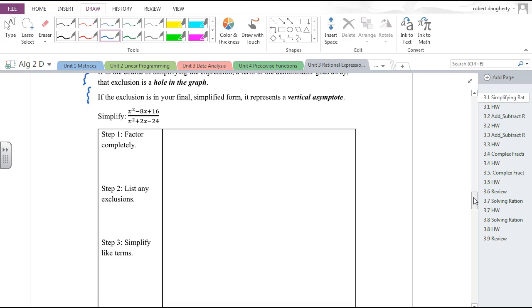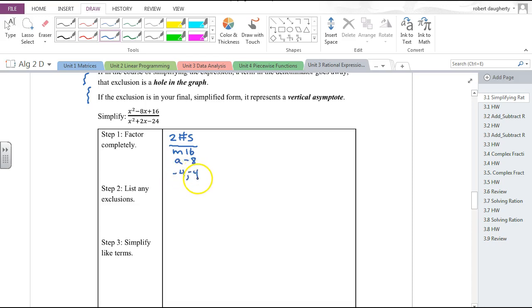Dividing by 0 is undefined. You can never divide by 0. Okay? So let's factor the numerator. I need to find two numbers that multiply to 16 and add to -8. What numbers do that? -4 and -4.